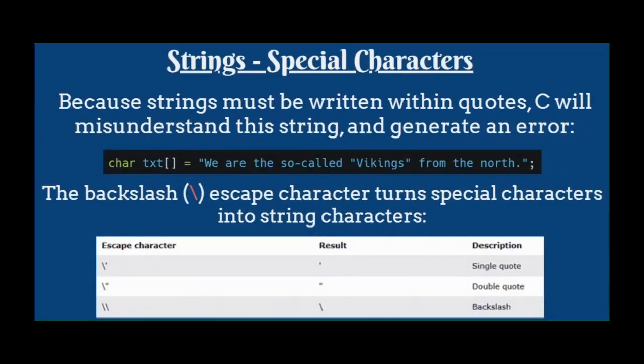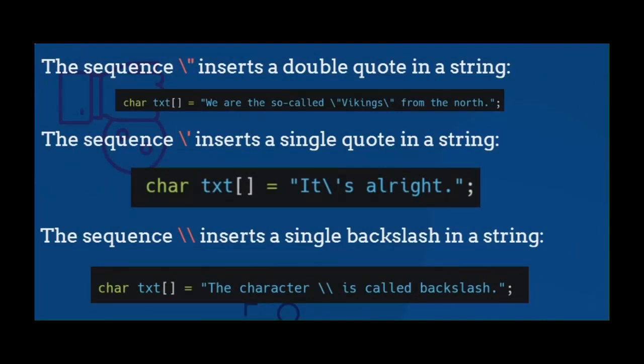Special characters used in strings. Because strings must be written within quotes, C will misunderstand this string, and generate an error like this example. The solution to avoid this problem is to use the \ escape character. The \ escape character turns special characters into string characters. These are 3 examples of how to use the \.